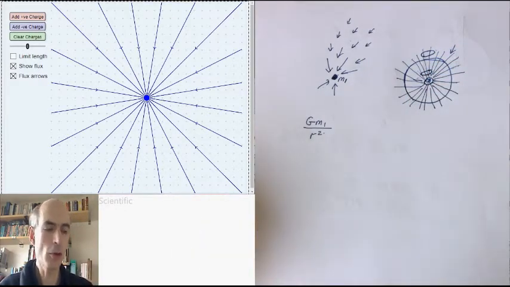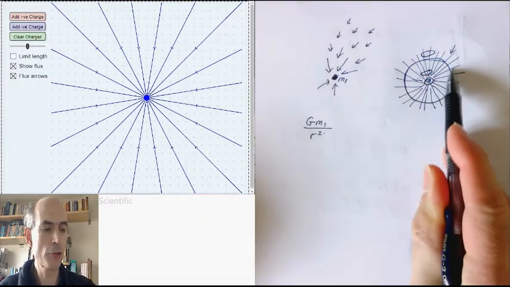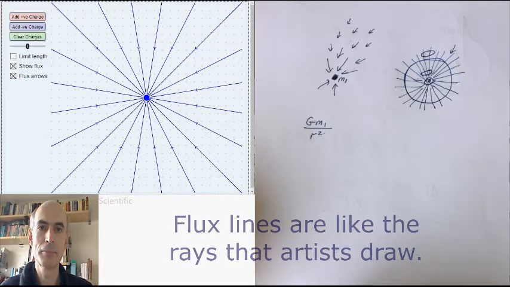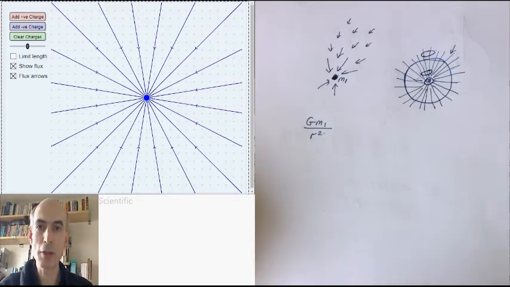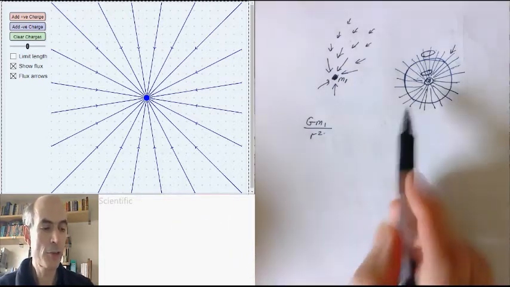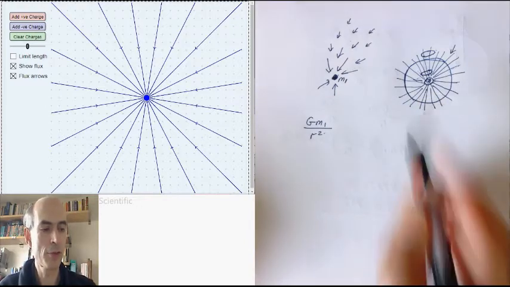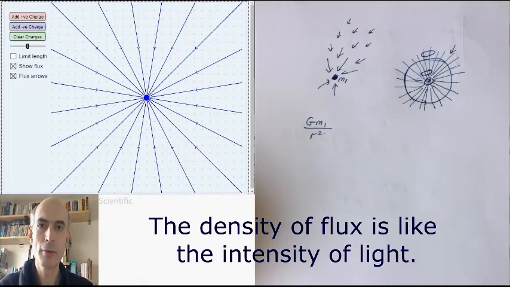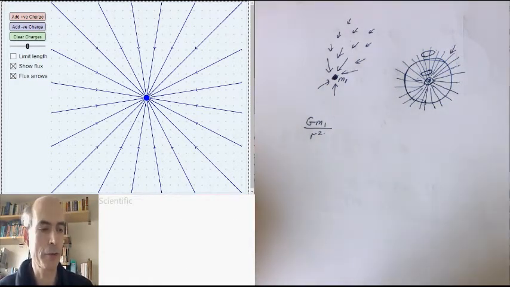What is the total amount of flux that emerges from the sphere? Well, as I've said before, the density of the flux, that's the number of lines that pass through a unit area, represents the field strength. In fact, it's equal to the field strength.